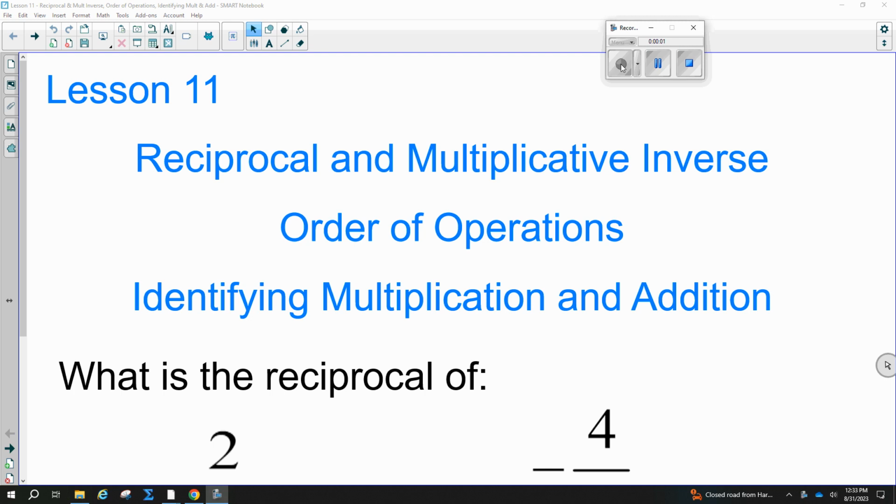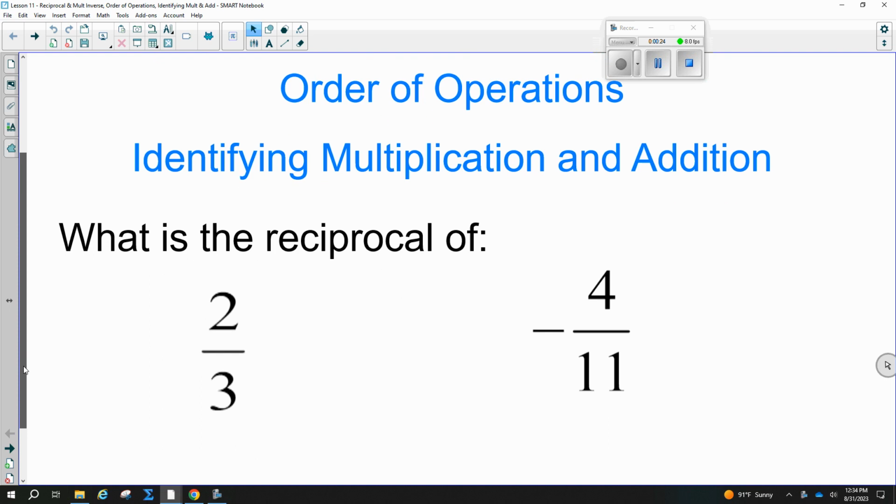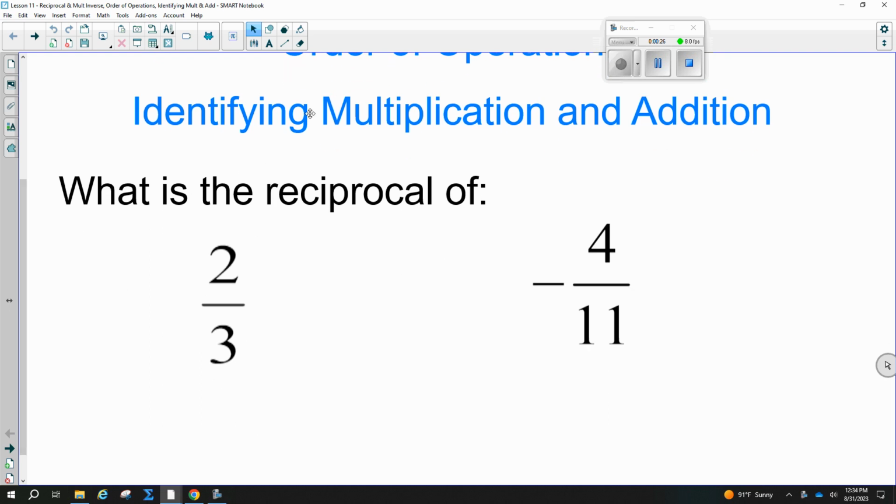All right. Lesson 11. Reciprocal and multiplicative inverse. So you guys, we have additive inverse, which is like a positive number and a negative number that add to 0. And then we have multiplicative inverse, which is actually the reciprocal when they multiply to 1. Order of operations, little PEMDAS, and identifying multiplication and addition, like making sure you know which one to do.